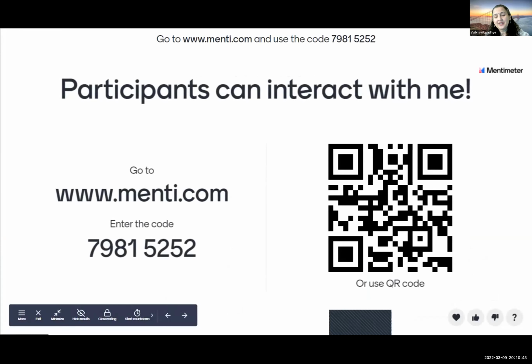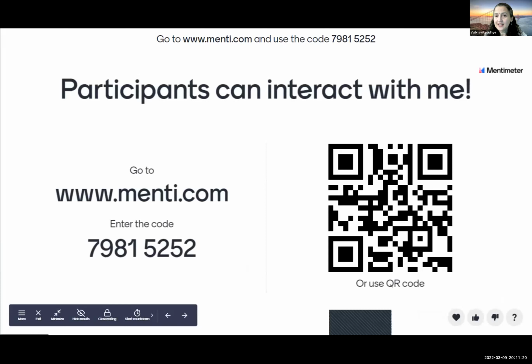Before participants decide what is on the menu for dinner, I would invite all of you to come and interact with me in this session. How can you interact with me? There are 2 ways. One, you can go to www.menti.com, or you can use this QR code and enter the numeric code that you can see. Once you do that on this platform, whatever you type comes on the screen. So it's like a live chat that we are doing.